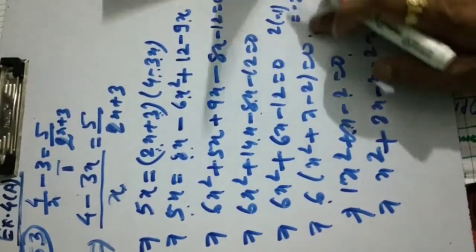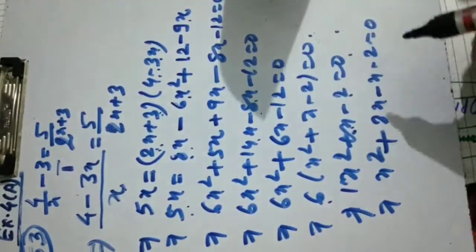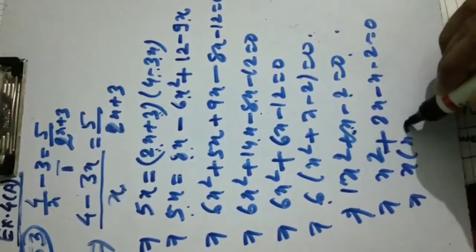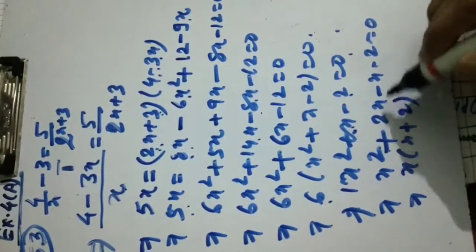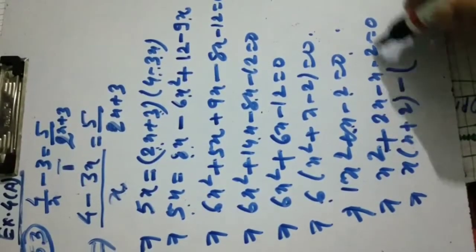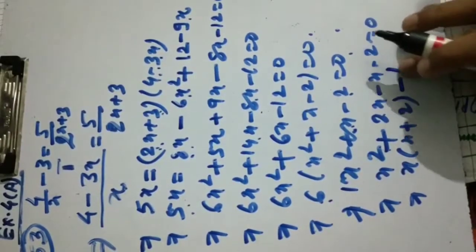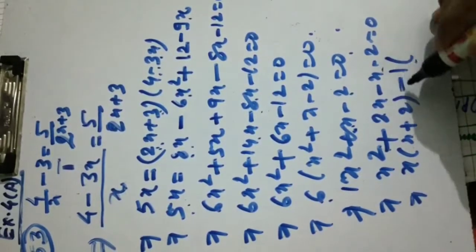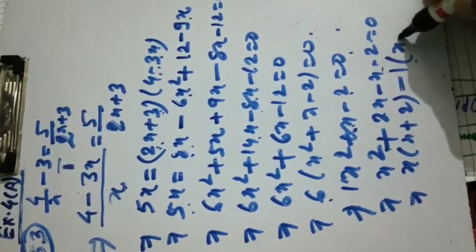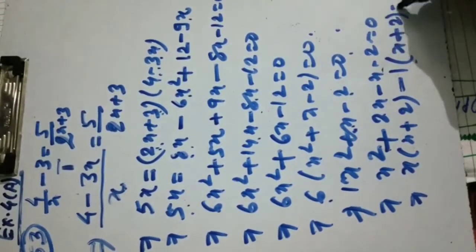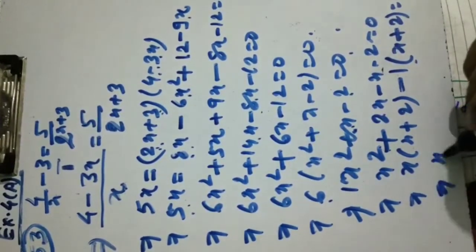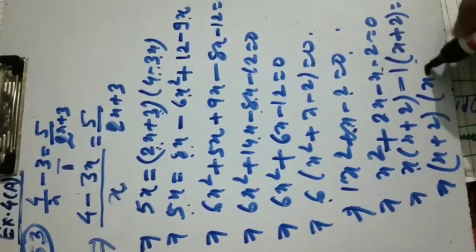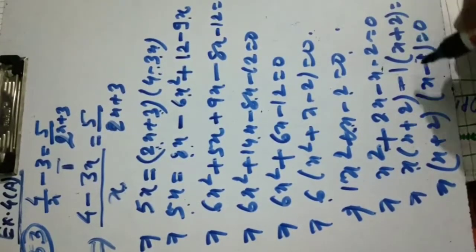Okay, now let us take common in these two terms. x is common, then x will be left here and 2 will be left in the second term. In the second pair, minus 1 is common. The sign will change here because minus is before the bracket, so minus x will be equal to plus x, and minus 2 will be equal to plus 2, is equal to 0. Now x plus 2 is common, then here x will be left and here minus 1 will be left, is equal to 0.